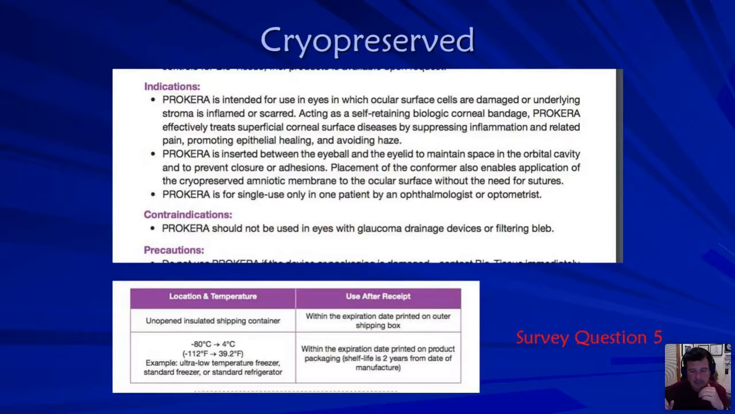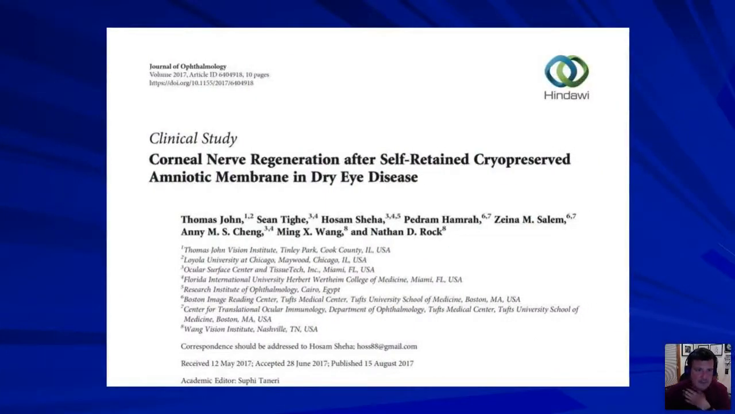When I hear the reps talk and they say, oh, this is the benefit of mine, it's good for 3 or 4 years on the shelf, while cryopreserved is good for 2 years. So you guys do your analysis and do what's right for your patients and your practice when it comes to using these membranes. And this was pretty neat. This one came out from a study that was using a cryopreserved membrane, as you can see here, for corneal nerve regeneration, in a self-retained cryopreserved, sutureless membrane in the office.